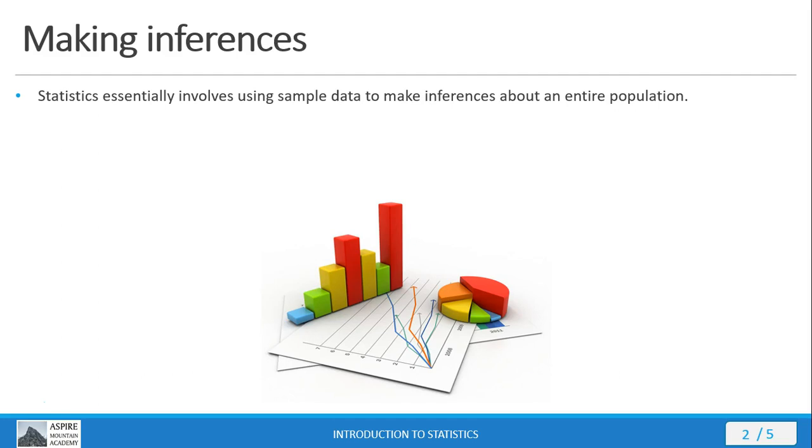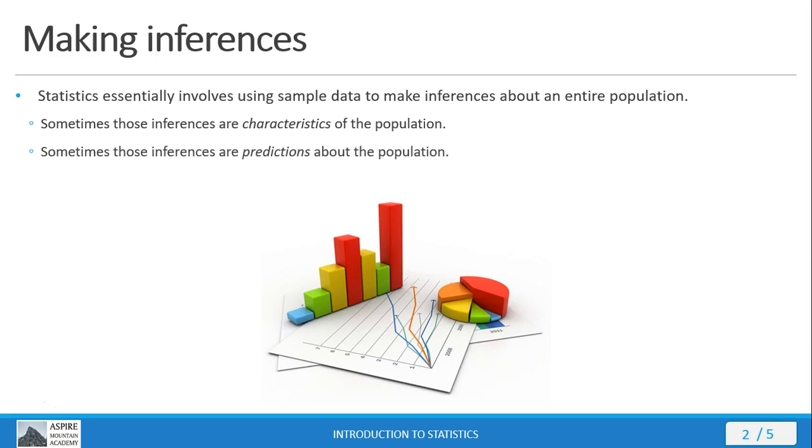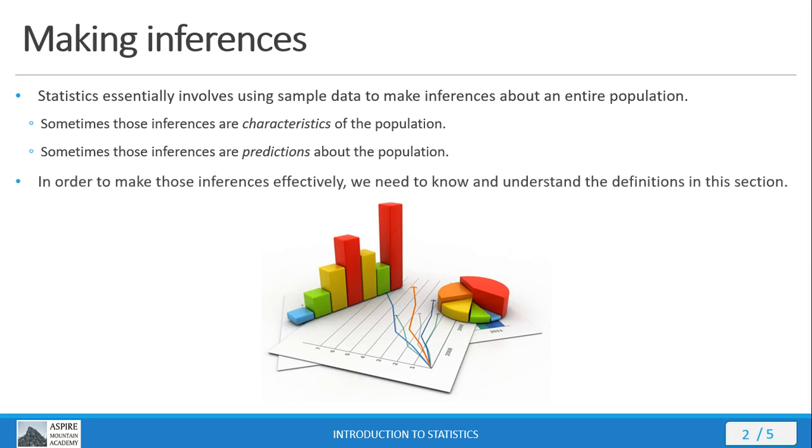manpower perspective. Now, sometimes those conclusions or inferences are going to be about the characteristics of a population, or how the population is right now. Other times, the inferences or conclusions that we make are going to be predictions about the population, or how the population will be in the future. Either way, we can use statistics to get to those inferences and conclusions. But in order to do that effectively, we need to know and understand a few definitions.